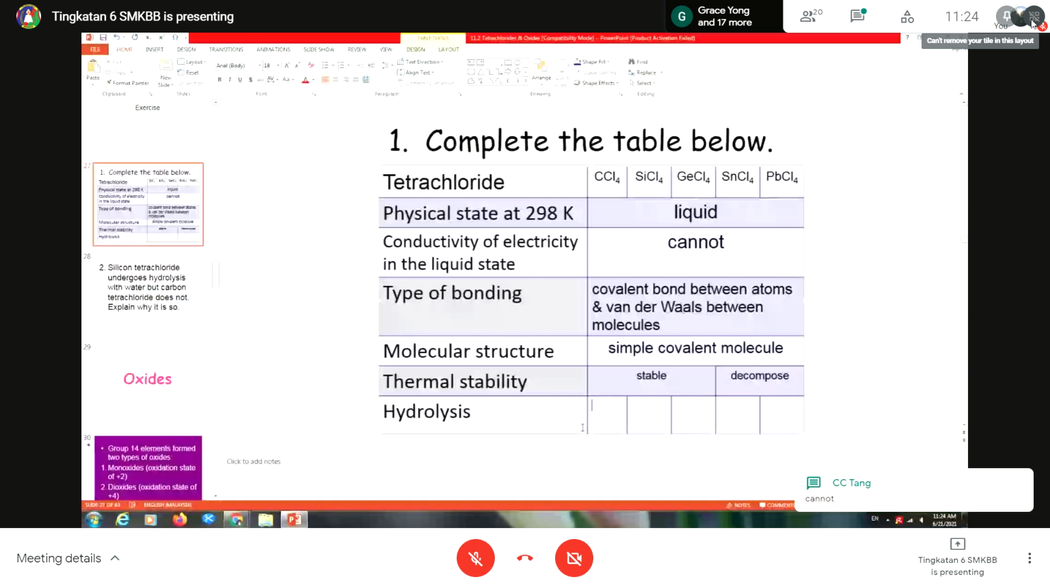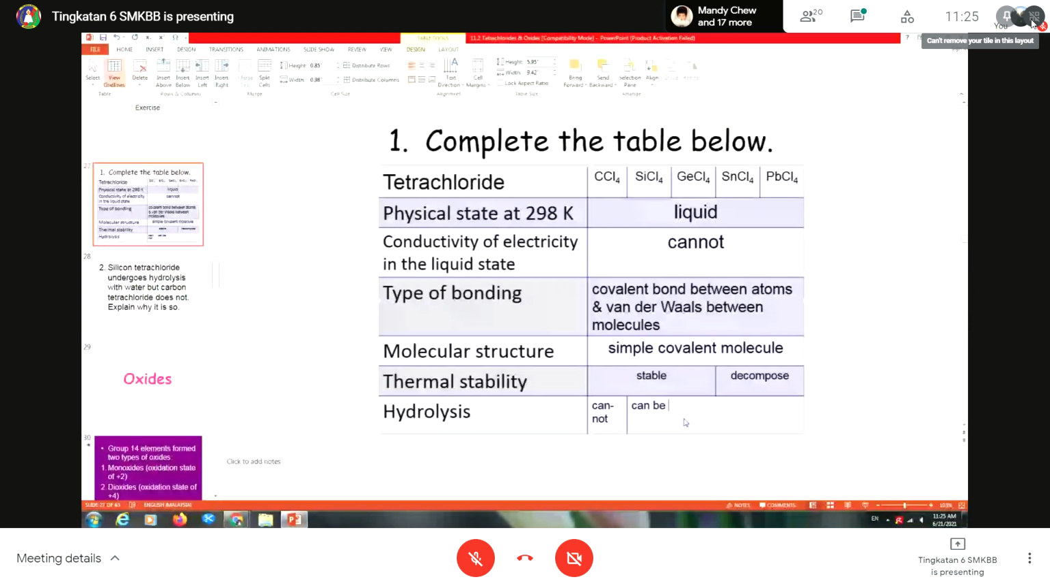Okay, cannot. This one. How about silicon tetrachloride? Can or cannot? Okay, the others can. Good. So all of these can be hydrolyzed. Now, of course, if can, what would be the product, Kahong? Generally speaking, what would be the products?